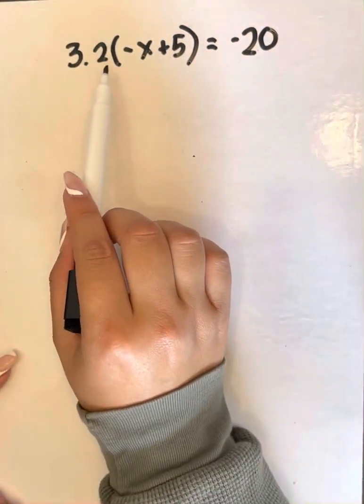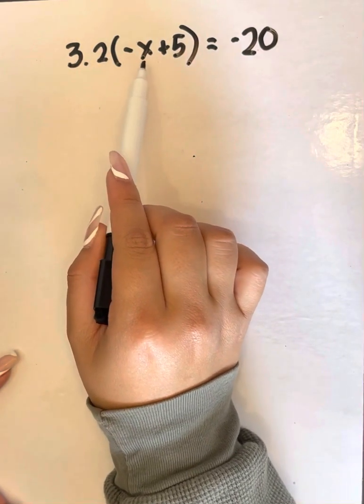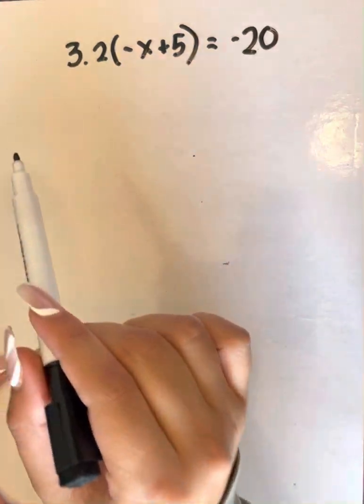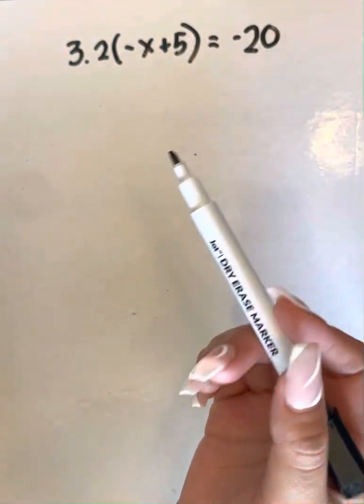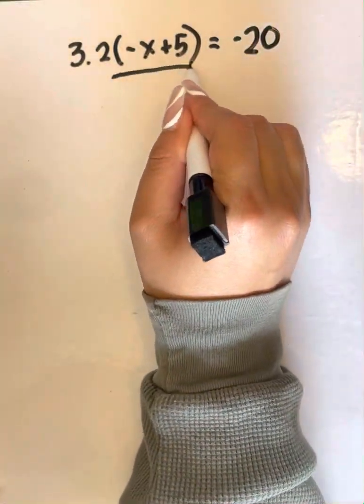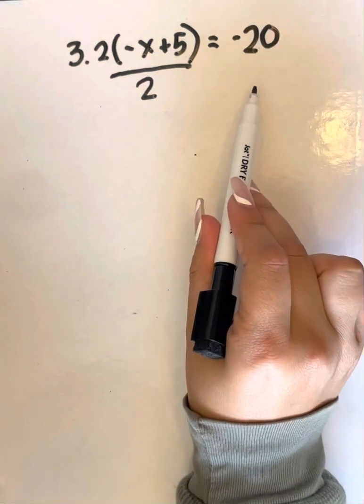Because again, if you're distributing, that means you're multiplying. So that means it's 2 times negative x plus 5. So we know the opposite of multiplication is division. So we can just divide right away. So divide the whole thing by 2. And what we do to one side, we have to do to the other side.